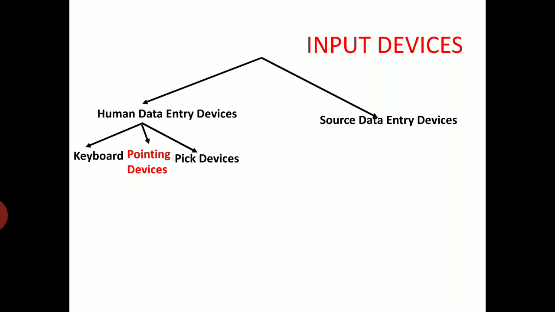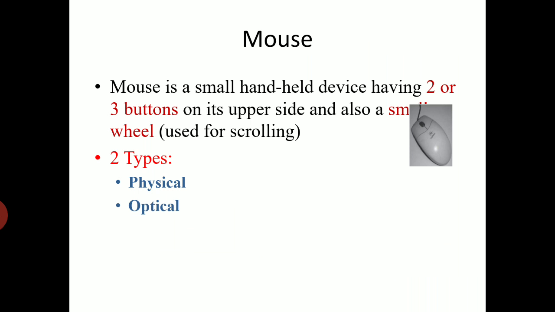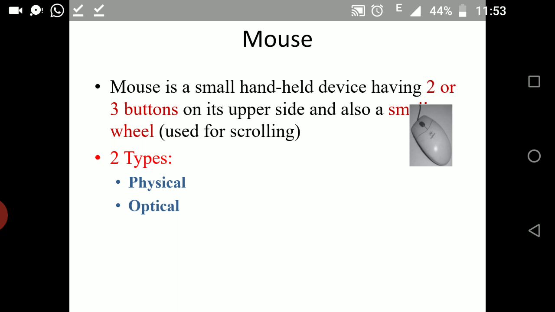Next, we will be discussing pointing devices. Mouse. This is a familiar pointing device. We are all familiar with different types of mouses: physical mouse, optical mouse. Most of them will have two or three buttons at the top, or sometimes a wheel can also be seen at the top.